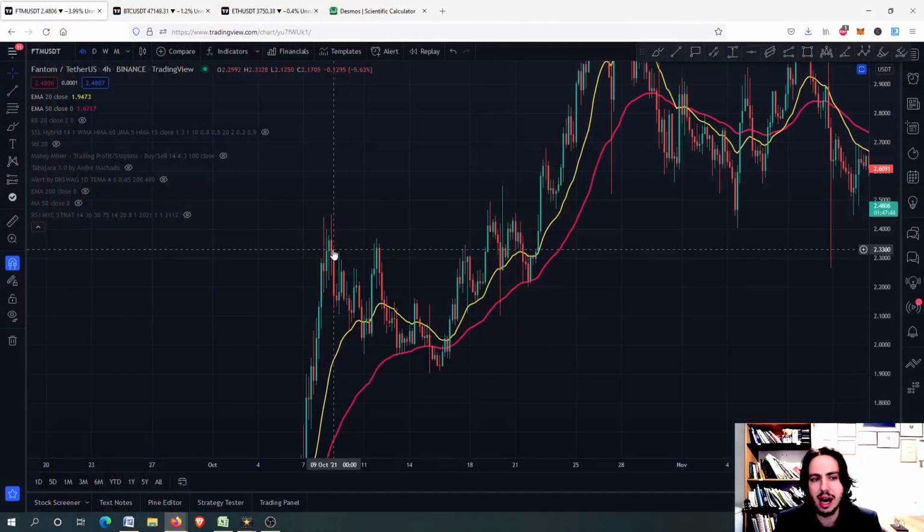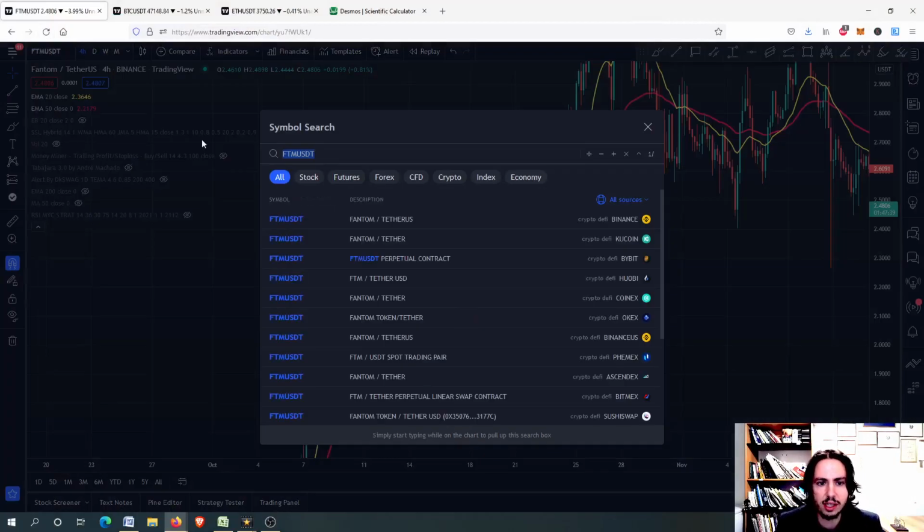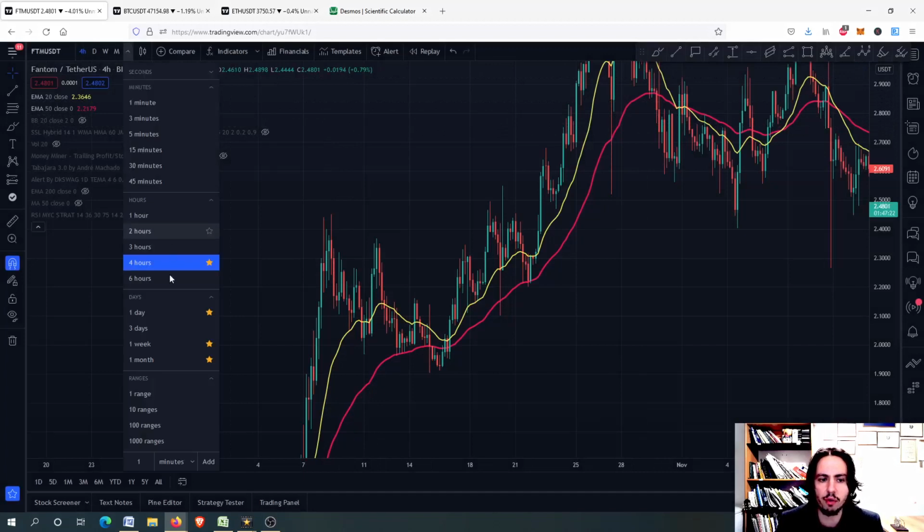So right now we are on the FTM, Phantom, USDT. Okay, you can just search your cryptocurrency here on Tradingview. Okay, this is a trading platform right there, and you can use whatever you want. I have Phantom Tether US, okay, in Binance platform. So right here, I have the 4-hour frame enabled as well. 4 hours means that every candlestick contains 4 hours of price action. Okay, so we have 4 hours of price action in every candlestick.